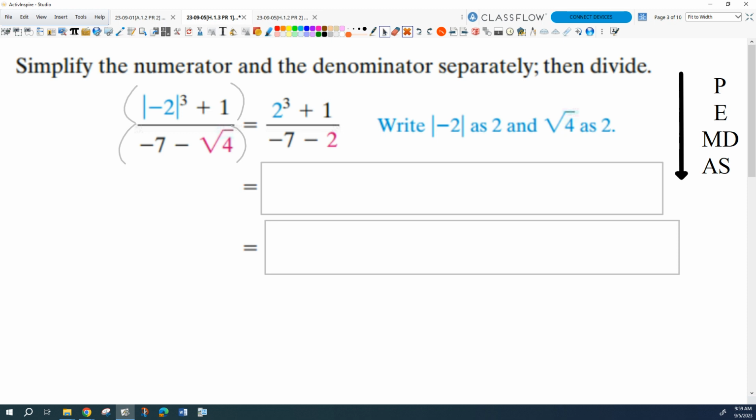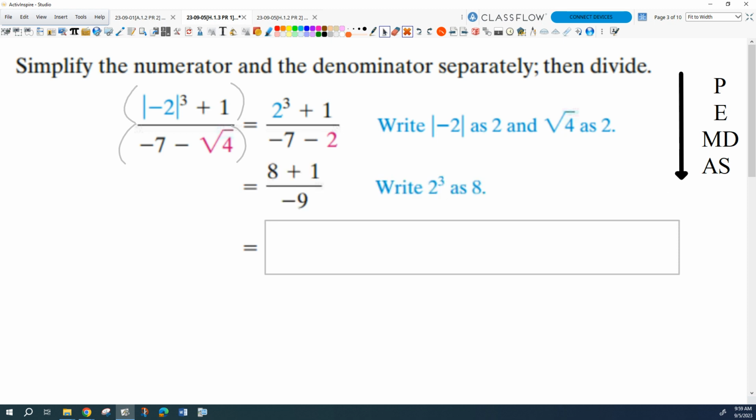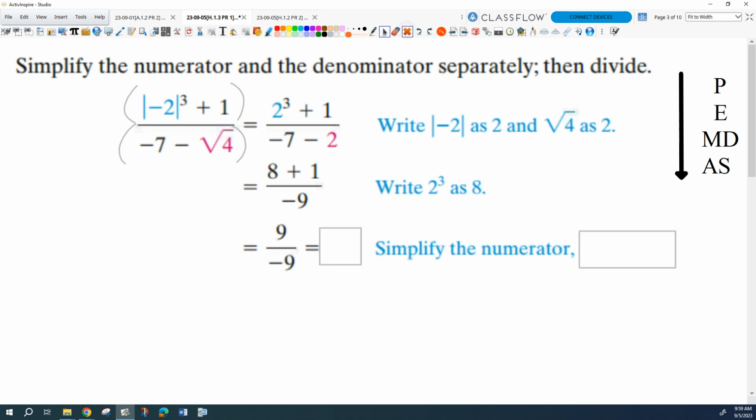-9. I'm just adding up like terms. And then finally on the top, 8 plus 1 is 9. 9 over -9 is -1. Okay?